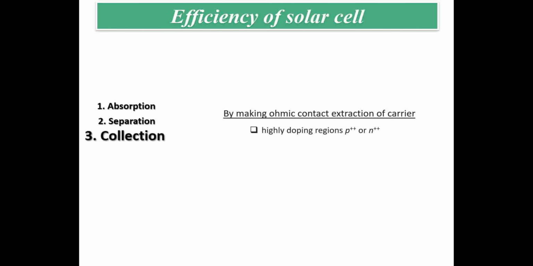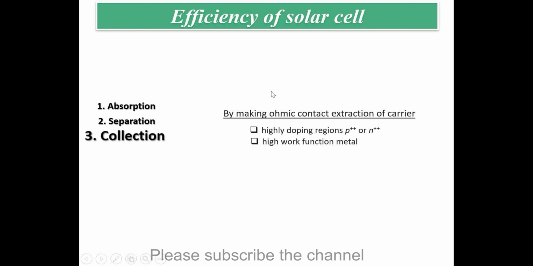The second mechanism is by having a high work function contact. You can utilize those metals which have a high work function to get near-ohmic contacts, particularly with p-type material. You can have nickel, gold, or platinum as a contact material for efficient collection. Now these three steps complete the overall working of a solar cell device.